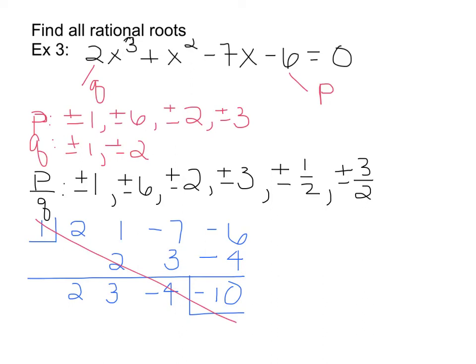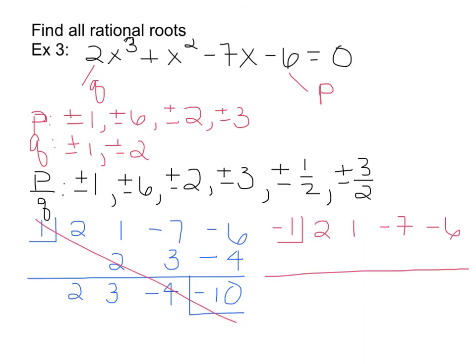So don't forget about -1, because just because +1 didn't work doesn't mean -1 can't work. Okay, so now I'm going to try -1, and again I want to state it's just trial and error. I don't know which ones are going to work, I just have a list of ones that could work. So I'm going to try -1. So I'm going to redo the synthetic division again, so that gives me 2, 1, -7, -6.